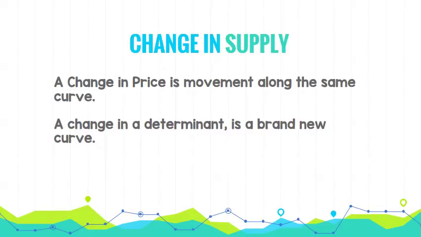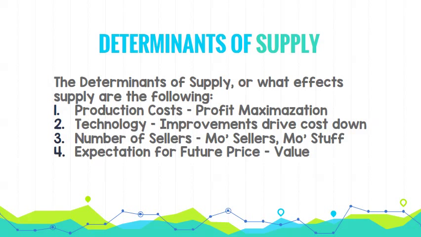We can see a change in supply in a couple of different ways. A change in price is simply a movement along that same line. So when we graph this, we're moving along that same line. Now, if we see a change in a determinant, it's a brand new supply curve. To illustrate that, I have some of the reasons why this might happen. The determinants of supply, or what affects supply, are the following.